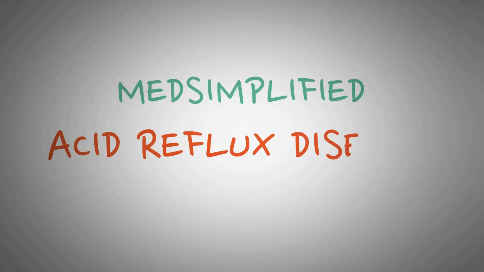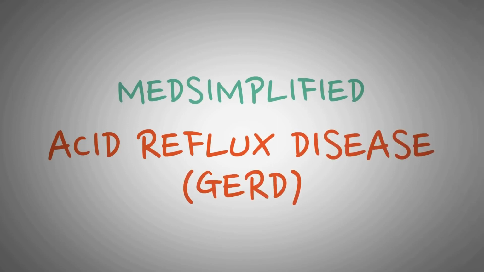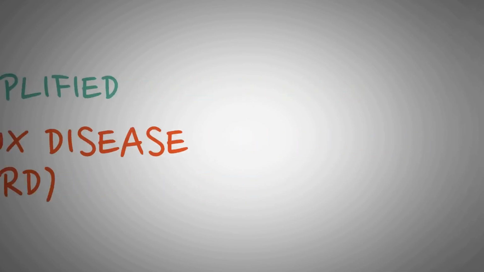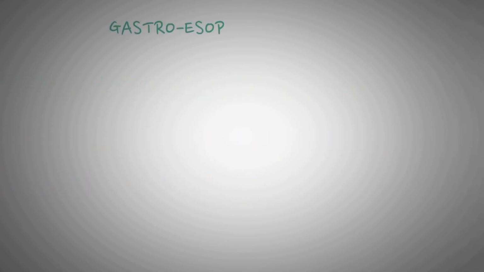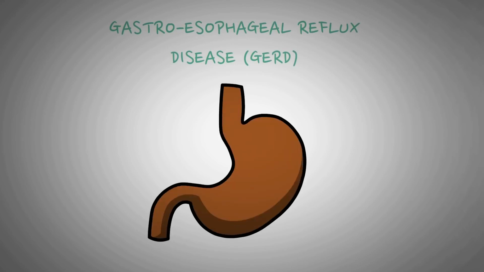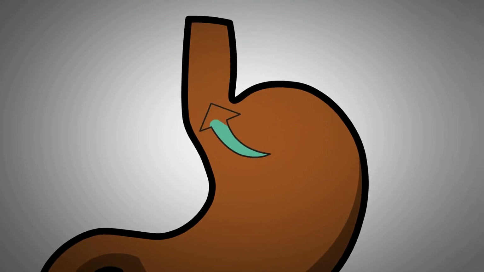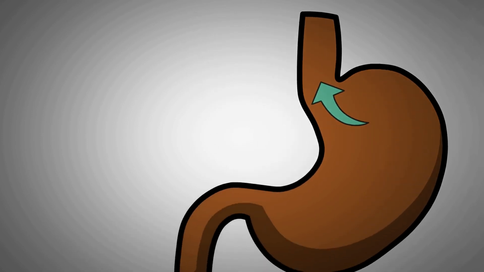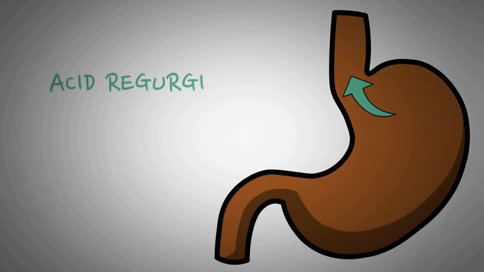In this video, we will discuss gastroesophageal reflux disease, also known as acid reflux disease or heartburn. Gastroesophageal reflux disease happens when contents from your stomach move up into your esophagus. It is also known as acid regurgitation or gastroesophageal reflux.